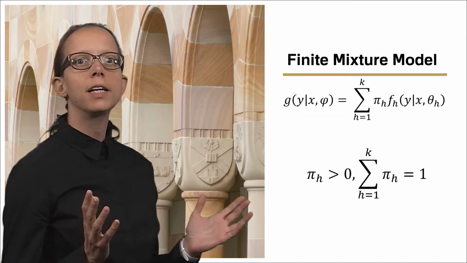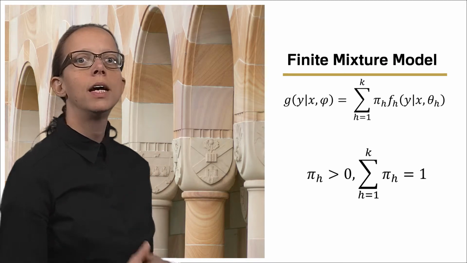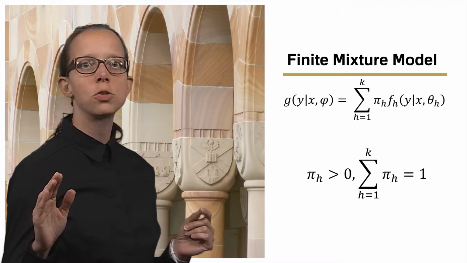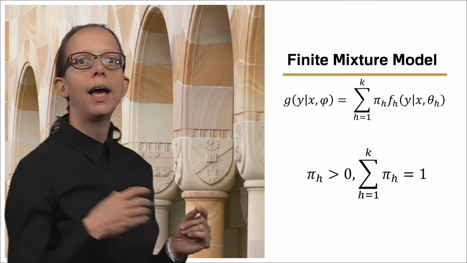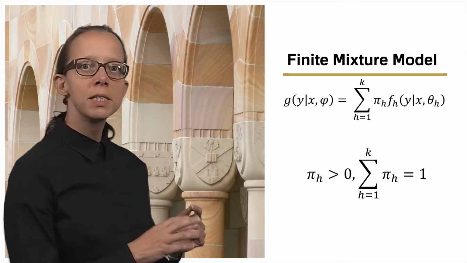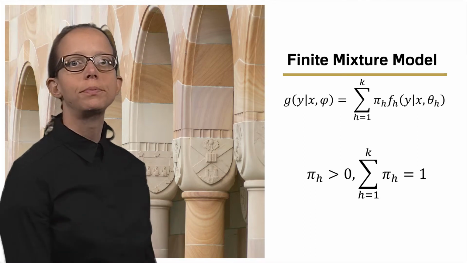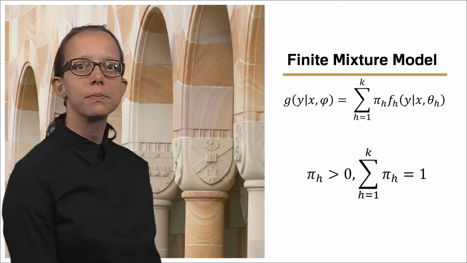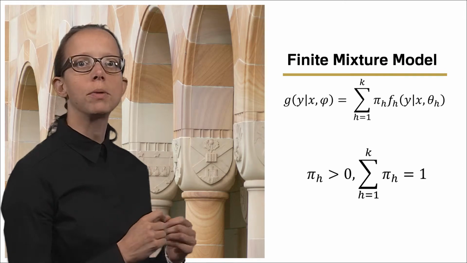The overall finite mixture model we need to estimate looks like this. It tells us we need to estimate across all segments h, which range from 1 to k, the segment sizes pi, and the segment-specific characteristics theta. Segment sizes pi have to be larger than 0 and sum up to 1. The values that need to be estimated are called parameters. We have a number of options how to estimate these parameters.